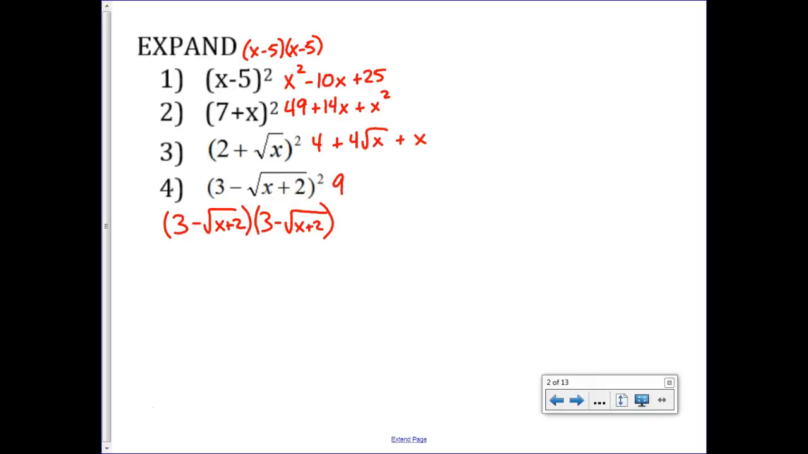So if I'm looking at the outside terms, I'm minus 3 radical x plus 2, and then a minus 3 radical x plus 2 again, and then plus x plus 2, because I squared that. So then I have 9 plus 2 gives me 11. I have minus 6 radical x plus 2, and then I have plus x.